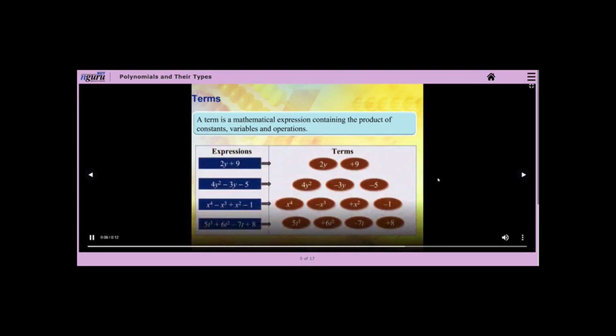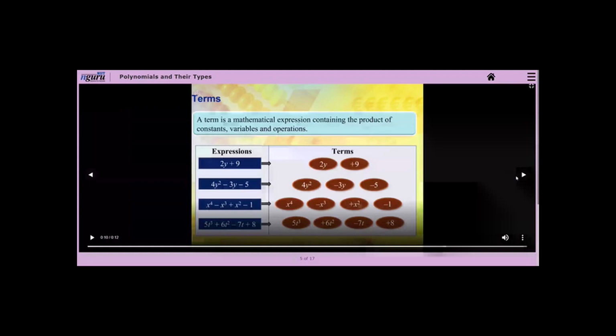Observe the operations in the expressions. Plus, minus. Correct. Now you will see, when you take the terms, you have to give the sign also. When you mention the term, you have to mention the sign also. The numerical factor of a term is called its coefficient.